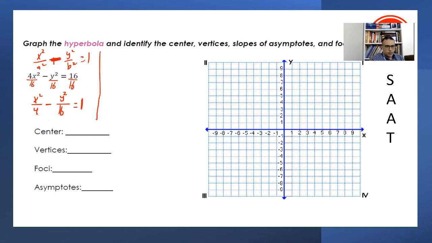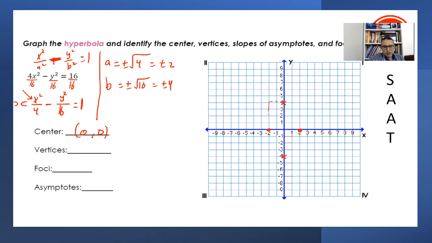So the point A, which is positive and negative root of the number below the x. The point B, which is positive and negative root of the number below the y. So the point A is 2 and negative 2. Since this hyperbola starts with x, it opens to the right and to the left. Its center is 0 and 0 because it's not x plus or y plus. So the point B is 4 and negative 4, and I'm going to draw the hyperbola.